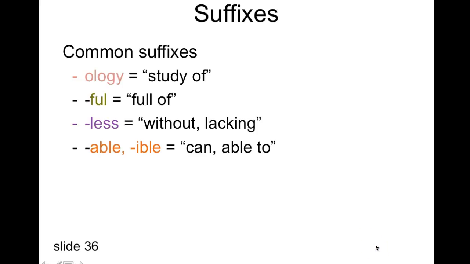Ology means the study of. Think of psychology. Psycho meaning a person, the psyche, and ology is the study of. Full at the end means full of. Less means without or lacking. And able and ible mean that you can or are able to. So capable and incorrigible would be examples of words using suffixes.